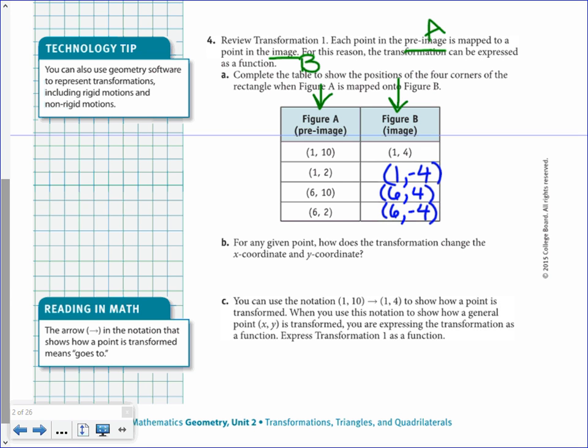So they want you to notice a pattern. If you haven't seen the pattern, take a second, pause the video, and see if you can find the pattern. So, how does the transformation change your x coordinates? Your x coordinates are what comes first. So your x values are 1 and 6. On the image, there again, 1 and 6. So, the x coordinate, there was no change. They stayed the same.